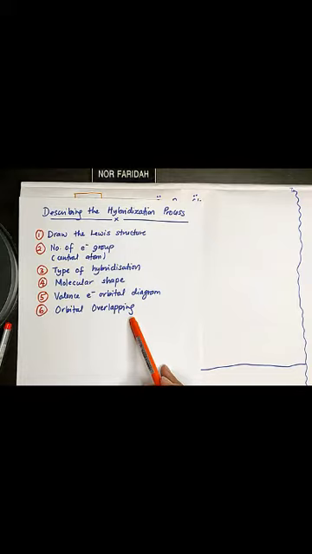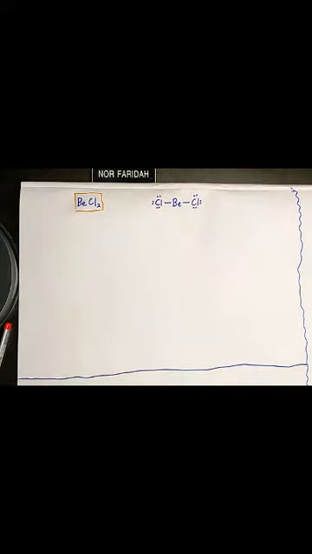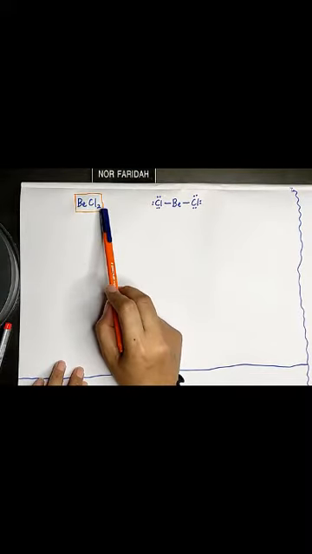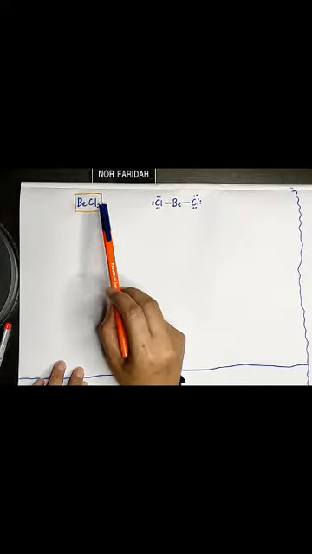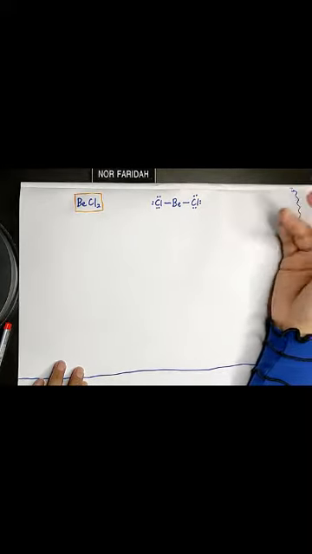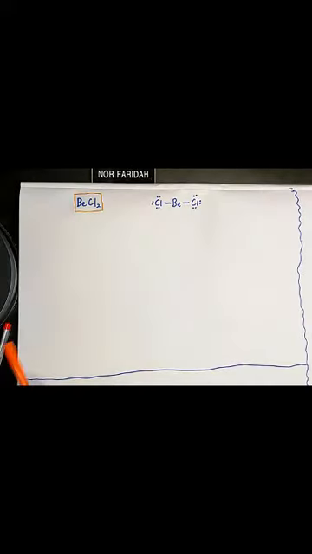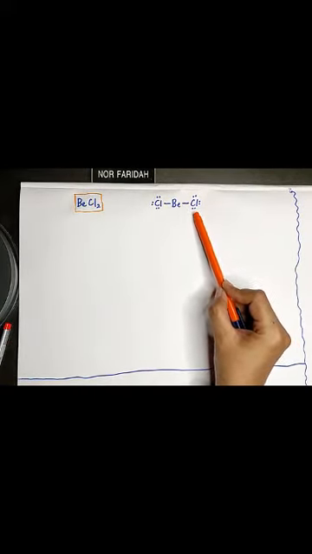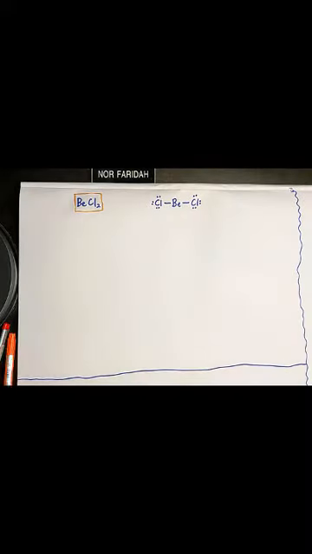Let's start with sp hybridization. I use beryllium chloride as a simple example to explain the sp hybridization process. So this is the Lewis structure of beryllium chloride. Now you have to determine the number of electron groups around the beryllium atom.